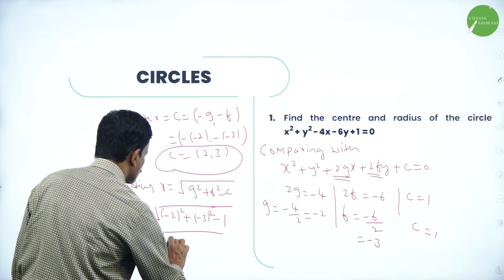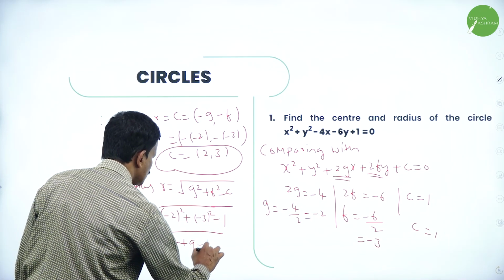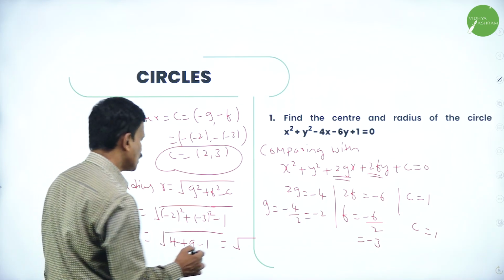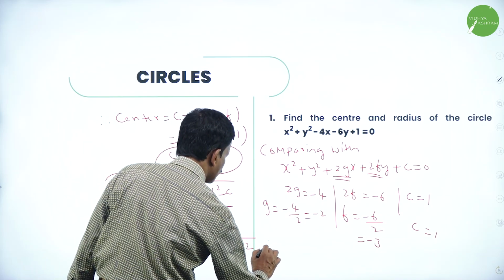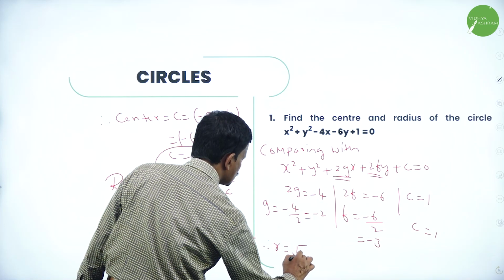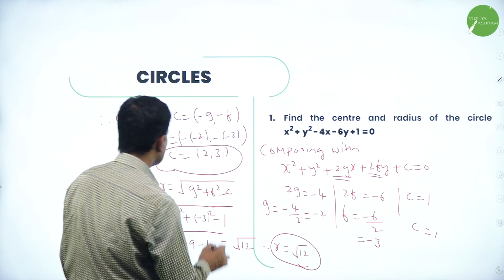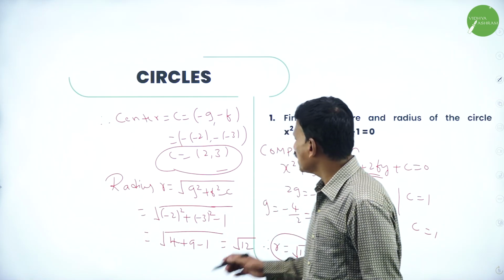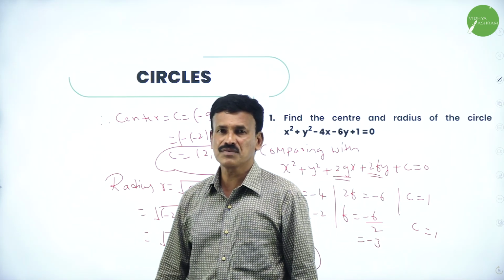So this is equal to 2 square, which is 4, plus 9 minus 1, that's equal to root of. So 4 plus 9 is 13, minus 1 is equal to 12. Therefore, the radius of the circle is root 12 and the center is 2, comma. Okay, this is how we are going to find the radius and the center for the given circle.